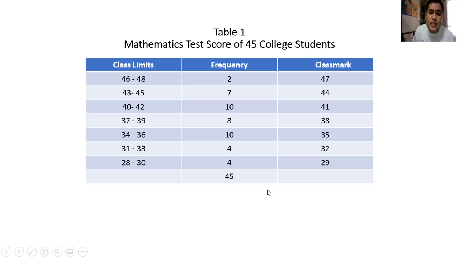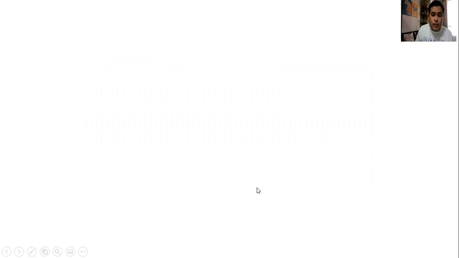If you want a percentage table, just add a column here and get the percentage of each class limit with respect to the frequency. Now our main agenda for today is to compute the mean, the median, and the mode of these distributions. If you notice, this is a grouped frequency distribution. Our last discussion focused mainly on ungrouped data. Okay, let's start.